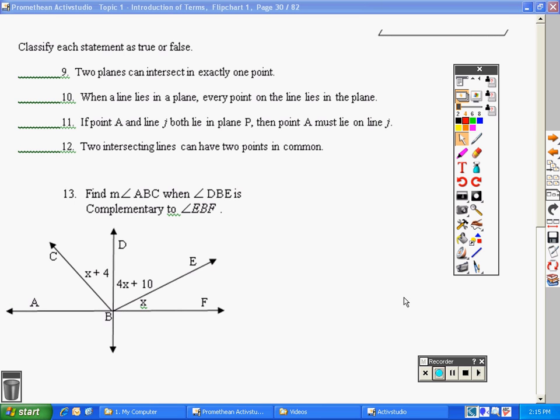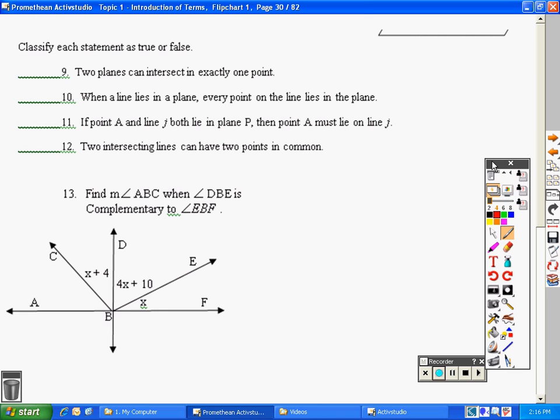All right, 9, 10, 11, and 12 are asking us to answer either true or false to the statements. So let's take them one at a time. Number 9, two planes can intersect in exactly one point.